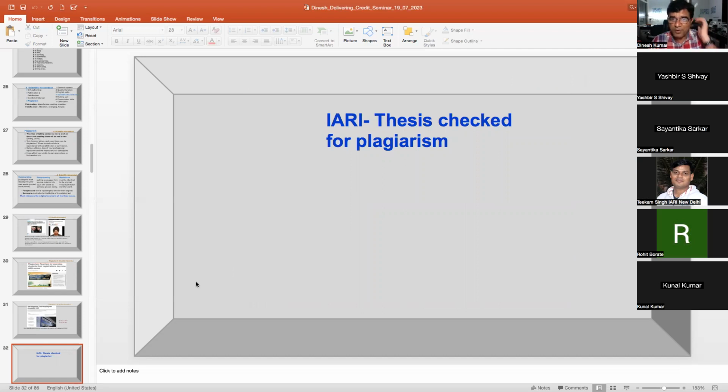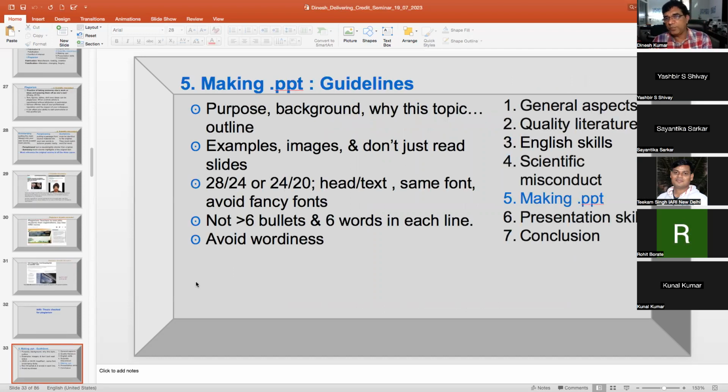So be very careful. Now, you can see that 5 parts of this presentation are complete: general aspect, quality literature, English skills, scientific misconduct, and then making presentation skills, and then conclusion. So the next step is making your PowerPoint presentation.